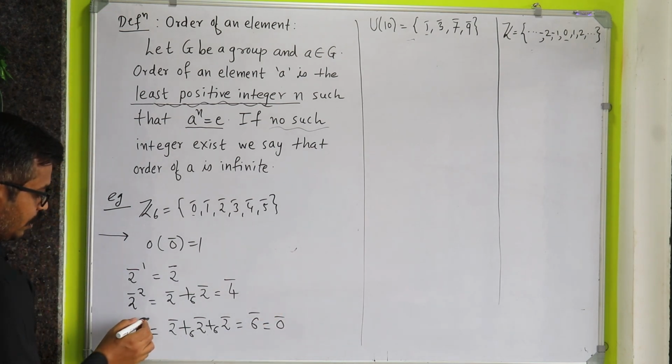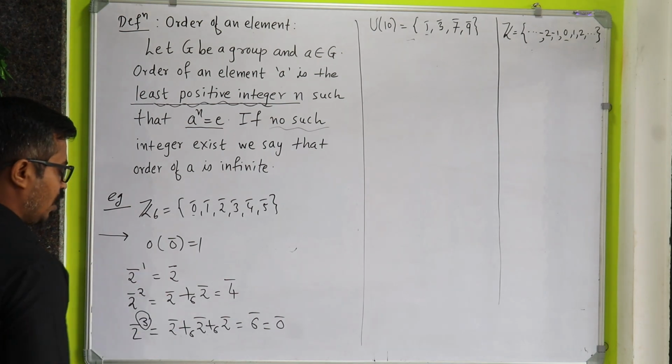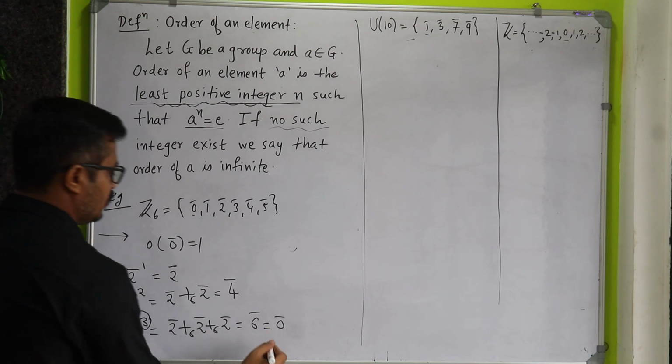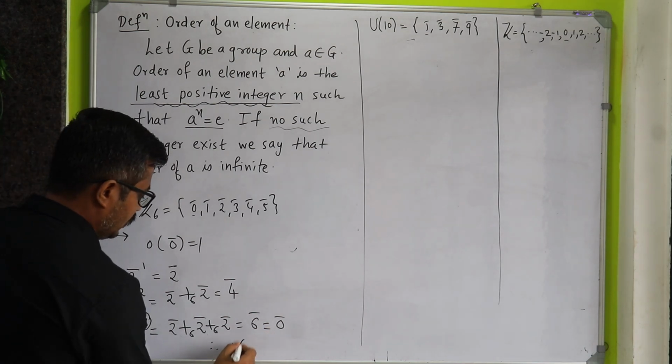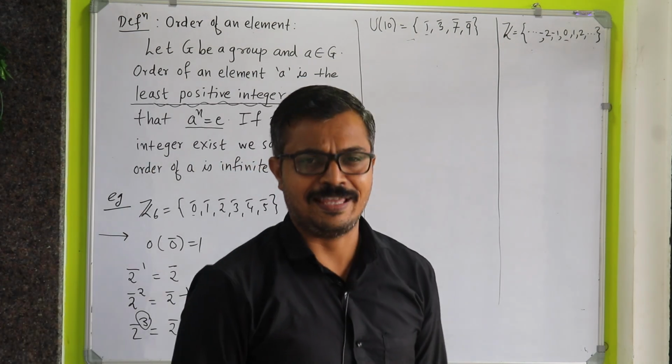But remember, 6 bar in Z6 is 0 bar. So we have found the least positive integer such that 2 bar raised to that is equal to 0 bar, and that is nothing but 3, and therefore the order of 2 bar is 3 in this case.